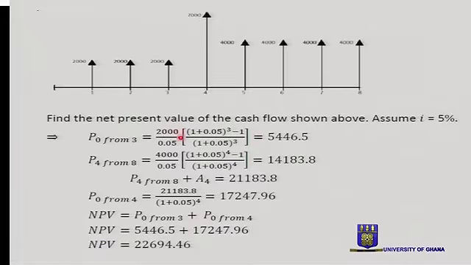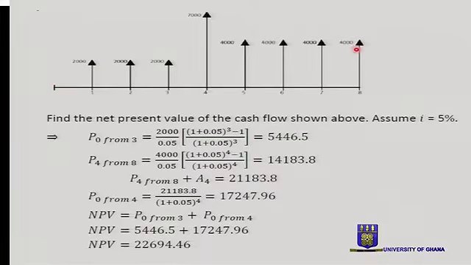So let's go through the solution so you understand. I took 2,000, put it into the expression, and you have this expression. So here, if I put all these three values together and bring it here, the present equivalent of these three is 5,446.5. I'll keep it here and go for the others.